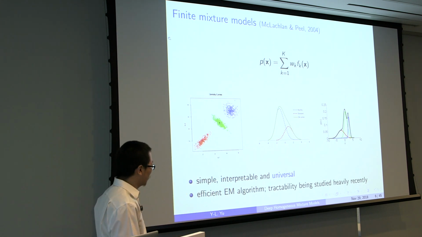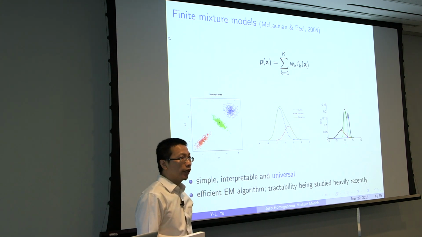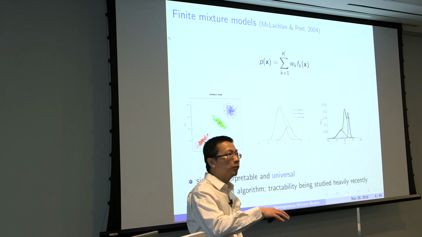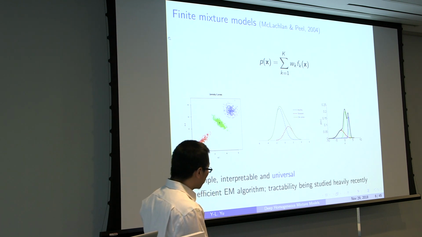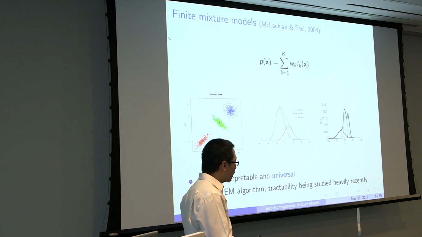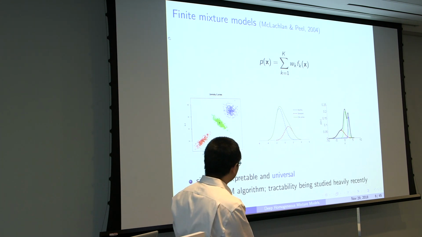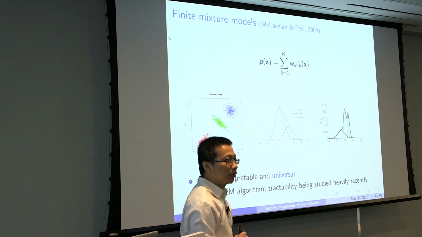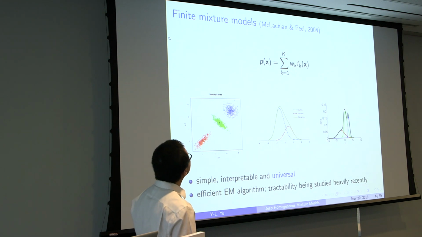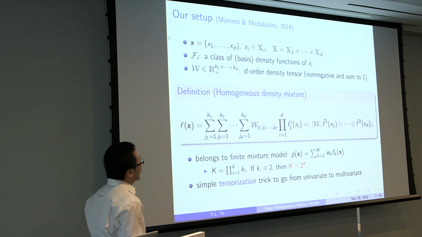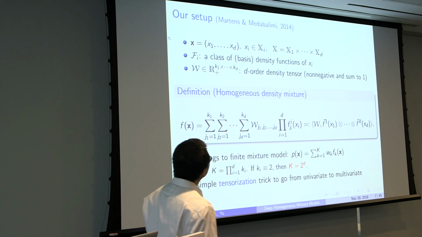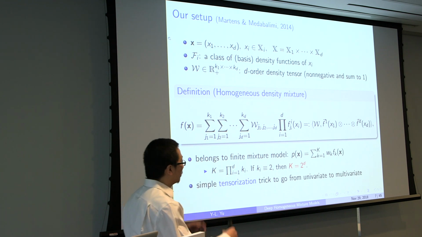The other good thing about the finite mixture model is that there are very efficient algorithms. For instance, if you apply the EM algorithm to the finite mixture model, you get very simple updates. And in the machine learning and theoretical computer science community, many people have been trying to study how tractable these EM algorithms are for these finite mixture models. So this has been studied quite a lot very recently. Our setup is inspired by the work by Martins and Matabuena in 2014. So this is the setup of our work.